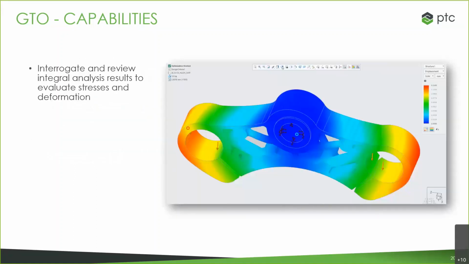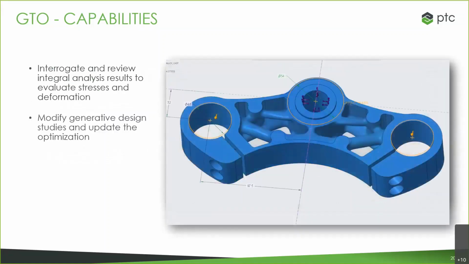With that process, it really allows you to interrogate and review the analysis results. So see what your stress values are, what's the deformation, and as you're starting to get those results, go back through and change things. Change around the design constraints, any of the geometry, try different materials, and see what that does to the model and the geometry that you're getting out of this.